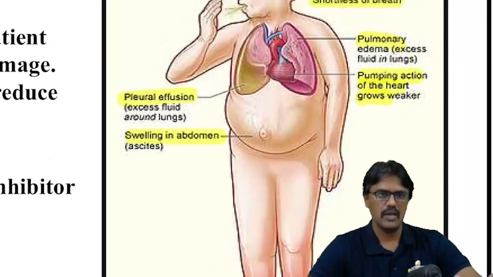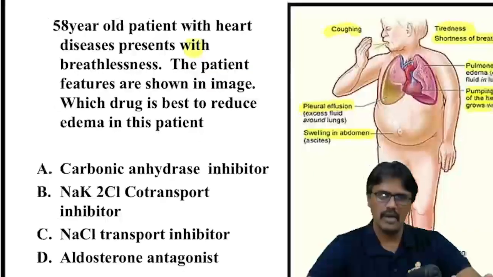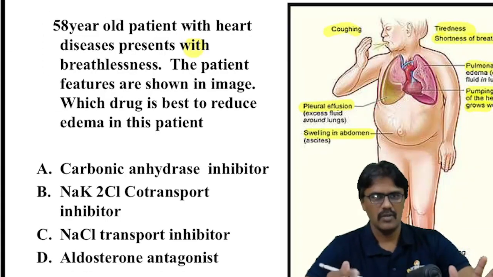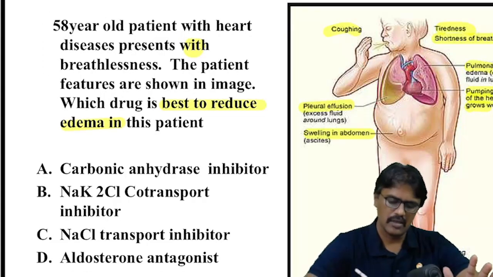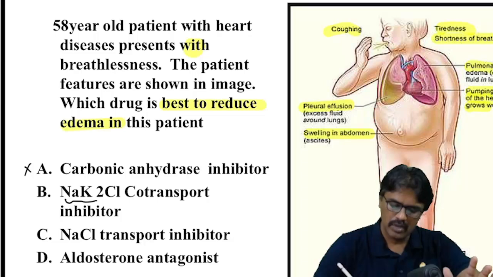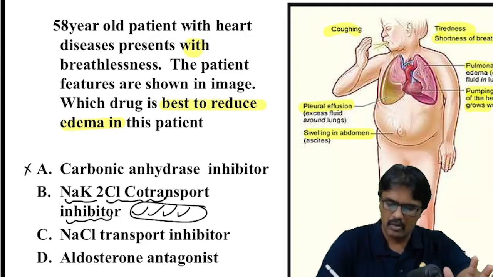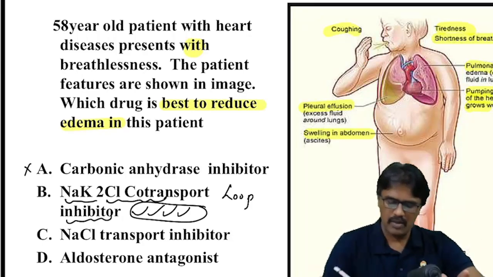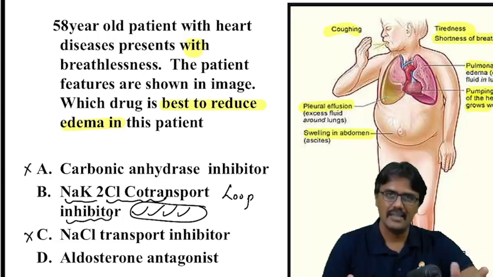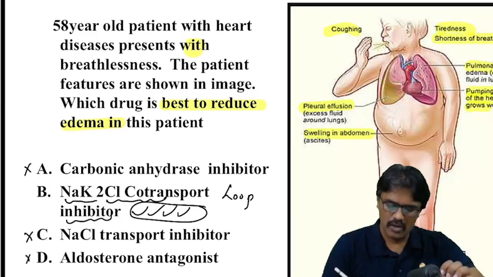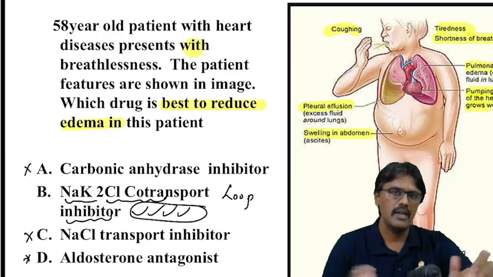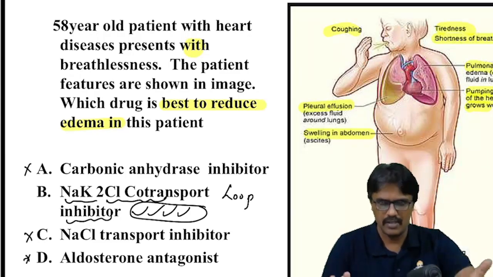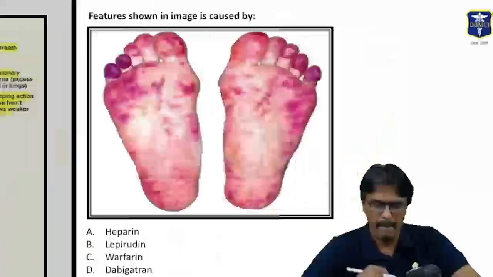So this points towards acute heart failure, and in acute heart failure, the diuretic of choice will be loop diuretics. They have asked which is the best drug to reduce edema in this patient. Carbonic anhydrase inhibitors, no. The loop diuretics are sodium-potassium-2-chloride co-transport inhibitors. So this is the right answer. These are the drugs, loop diuretics, which we use in the management of pulmonary edema in acute heart failure. Now what about sodium chloride co-transport inhibitors? They are thiazides. They are not used in pulmonary edema. Aldosterone antagonist is spironolactone. Spironolactone is mainly used in chronic heart failure, not in the acute condition. Right. So the answer is B.